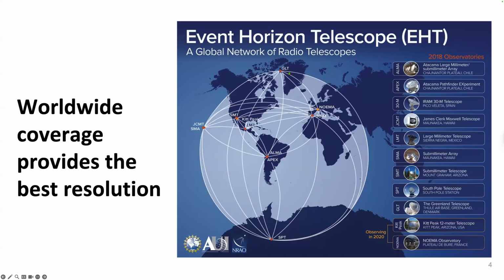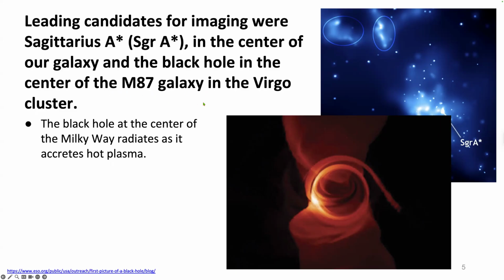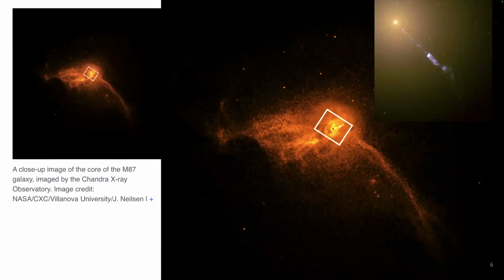By the way, these can be simple to create. A bunch of chicken wire, not quite, but a bunch of wire and computers, and you got yourself a radio telescope. The other option was to look at a much more massive black hole in the galaxy M87. And you'll see that we have done both.